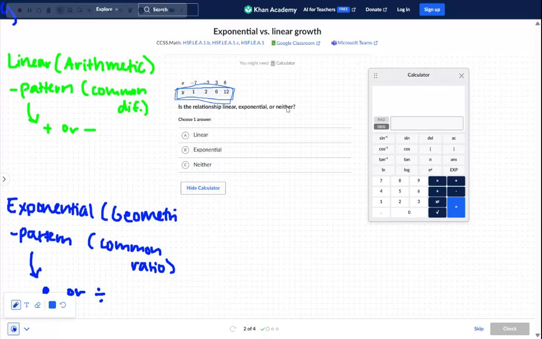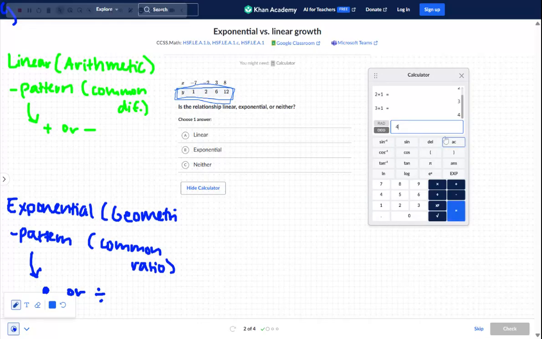All right, so comparing 1 to 2, 1 plus 1 is 2, but then it has to keep that same pattern. So plus another 1 is 3, not 6. And then plus another 1 is 4, not 12. So it looks like addition is not working.